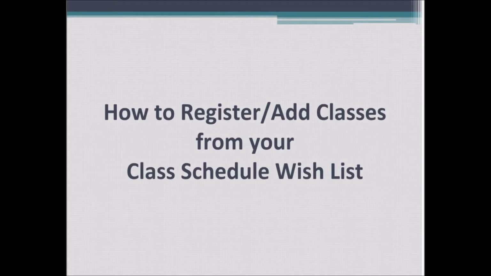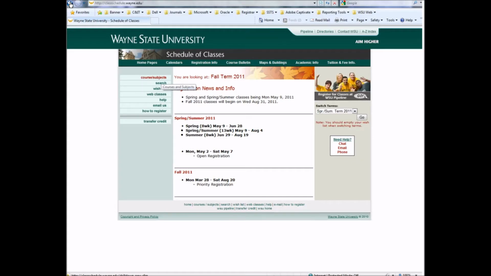It is now possible to log into WSU Pipeline from your class schedule wish list and complete your registration or class additions. To begin, go to classschedule.wayne.edu. Be sure that you are looking at the correct term schedule.